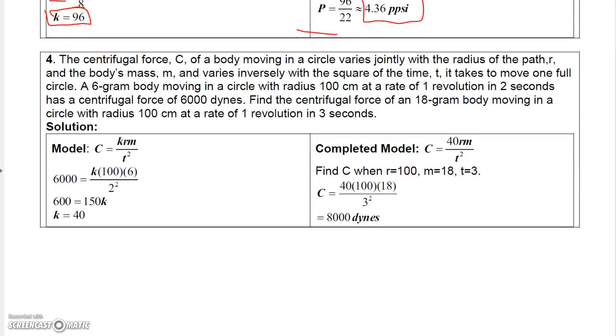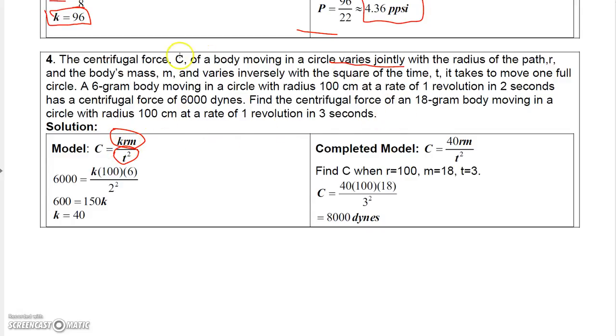Okay, one more. The centrifugal force C of a body moving in a circle varies jointly with the radius of the path R and the body's mass M, and varies inversely with the square of the time. So really we're varying jointly with two variables. So notice here we're varying jointly with both R and M. So I have K times RM. And then I'm varying inversely with the square of time, so that's going to be over time squared. So that's what we've got there.